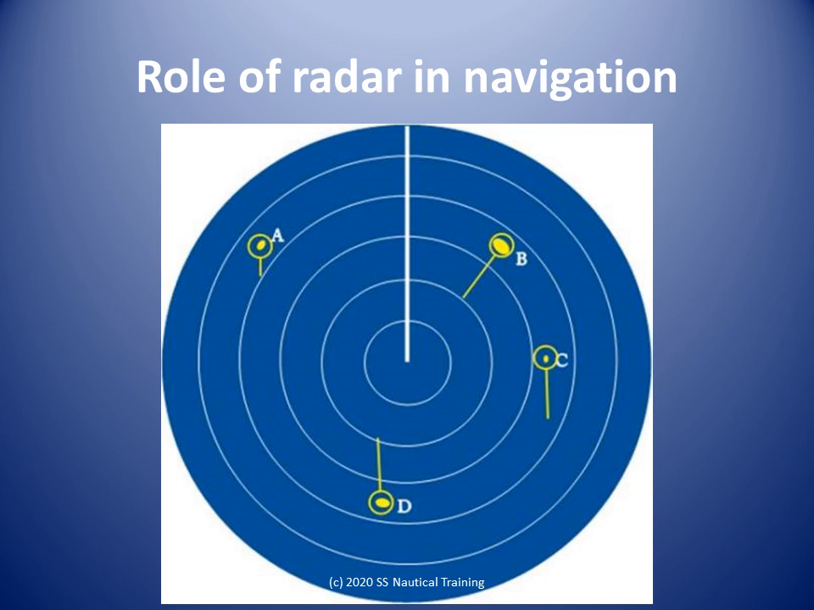Radar is used for fixing the ship's position using terrestrial objects such as coastlines and beacons. Radar can be used to determine the state of the weather, to an extent. Radar can be used for parallel indexing. Radar can be integrated with other shipboard equipment such as ECDIS to cross-reference data.